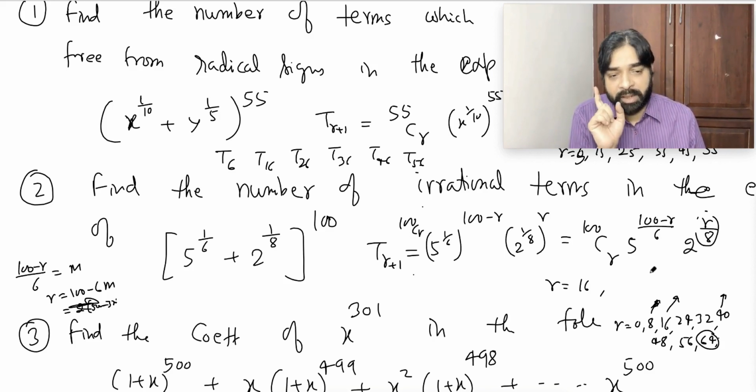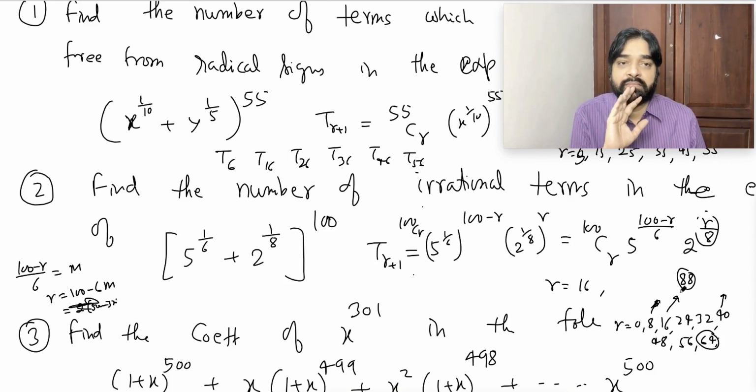After 80, what is coming? 88. 88, yes, it is coming. So 88 also will be there. After 88, what is coming? 96? After 88, what will come? 96 will not come.